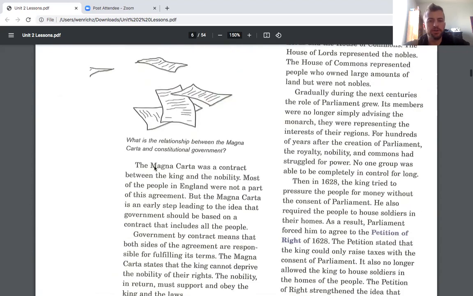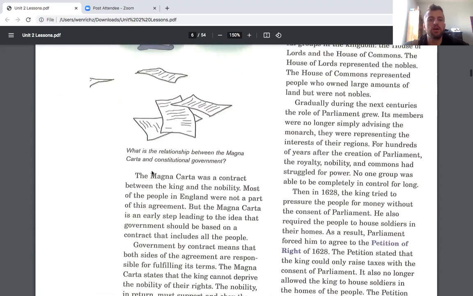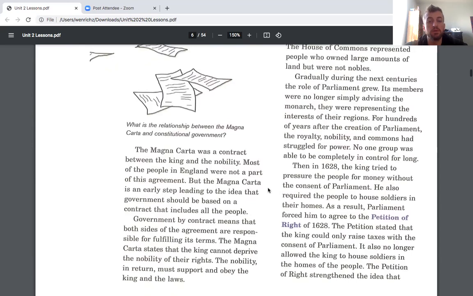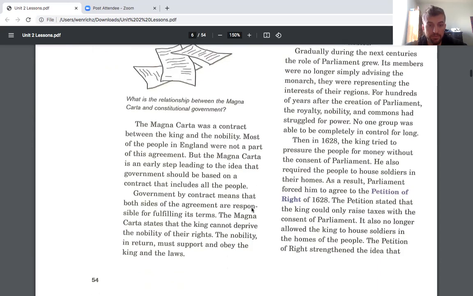More about the Magna Carta. The Magna Carta was a contract between the king and the nobility. Most of the people in England were not a part of this agreement, but the Magna Carta is an early step leading to the idea that government should be based on a contract that includes all the people.